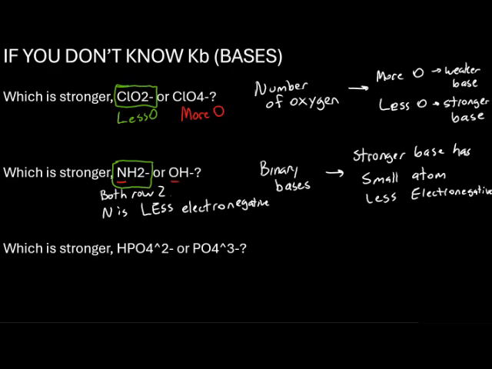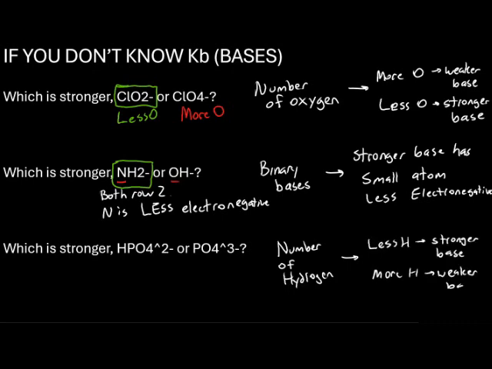For our third example, the only thing that differs between HPO4 negative and PO4 negative is the number of hydrogens. For bases, having no hydrogen tends to make you a stronger base, and having more hydrogen makes you a weaker base. The only difference between these two bases is that one of them has a hydrogen and the other one does not. And the one that does not have hydrogen will be our stronger base.